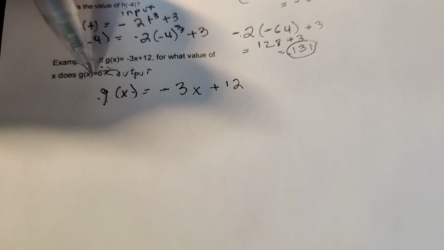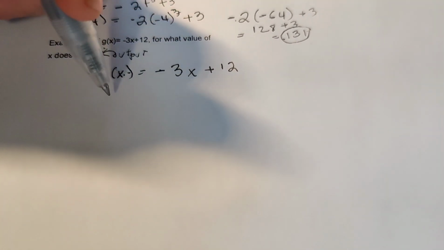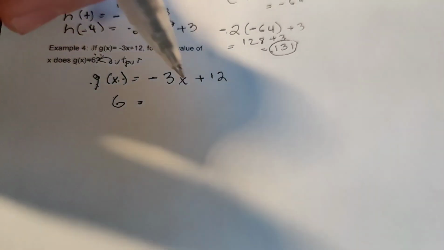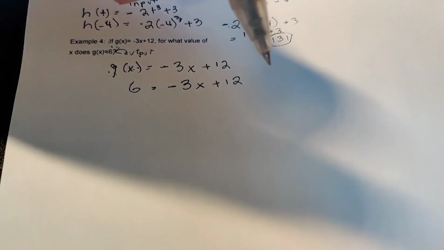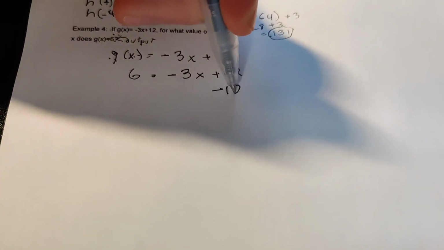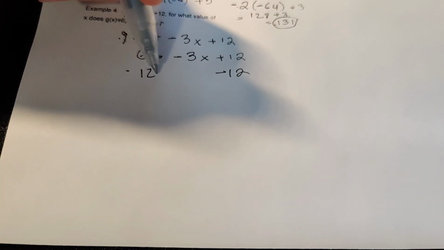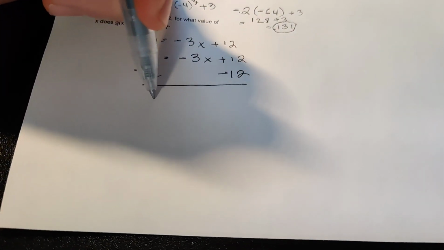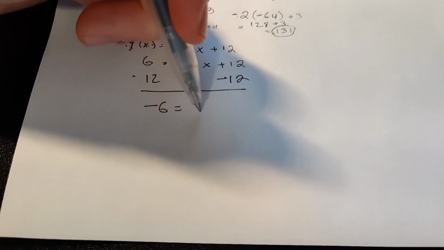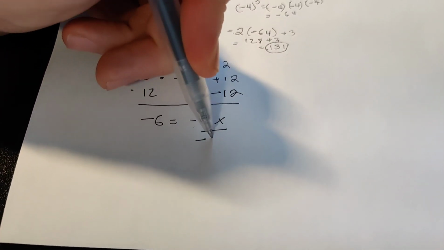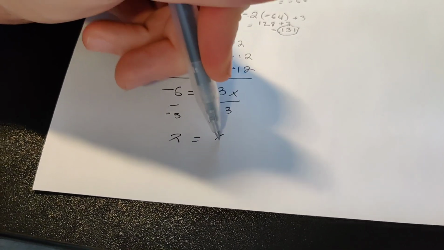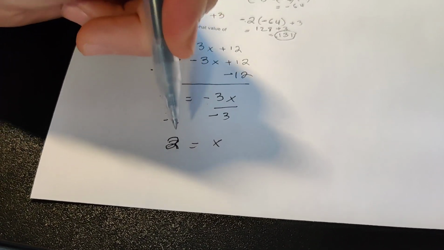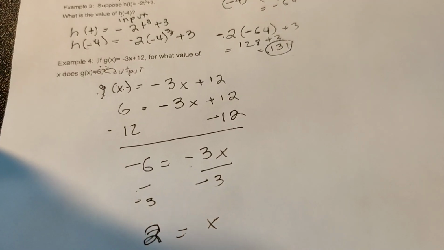So we know g of x is 6, so instead of g of x, I'm going to put in 6 equals negative 3x plus 12, all right, which is going to give us an equation to solve. Of course, we're going to subtract 12 from each side. So negative 6 equals negative 3x. Divide everything by negative 3. And 2 is equal to x. There, that's better.